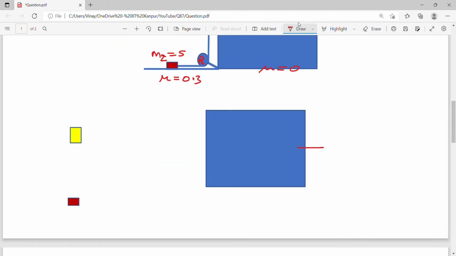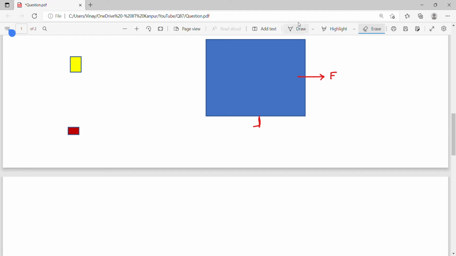Now let me draw the free body diagram. So this force is going to act here, right? What else? Newton's third law says that action and reaction always act on different surfaces. So this weight is going to act here downward, and that is how much? 50 into g.